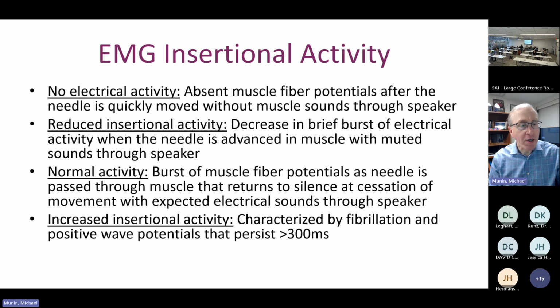Now, these were how we defined our definition for EMG insertional activity. No electrical activity, which is really what you see in pure muscle fibrosis, was absent muscle fiber potentials after the needle is quickly moved, without muscle sounds to the speaker. A reduced insertional activity is decreased brief bursts of electrical activity when the needle is advanced. And hopefully for those of you who do EMG, this makes sense. Muscle with muted sounds to the speaker. Normal activity is what you normally see when you move an EMG needle through muscle. And increased insertional activity were fibrillation and positive wave potentials that persisted greater than 300 milliseconds.